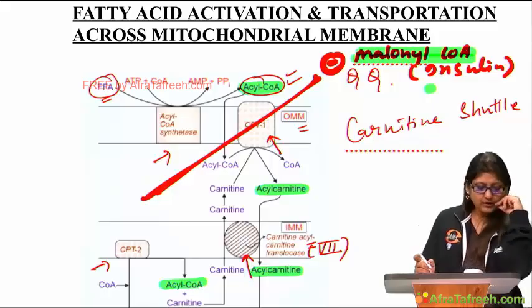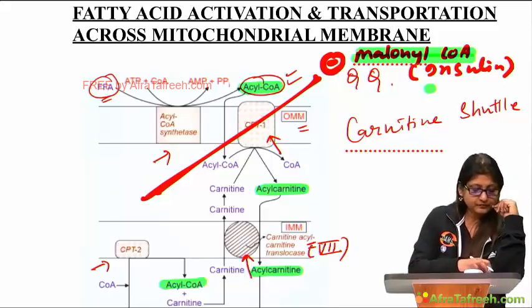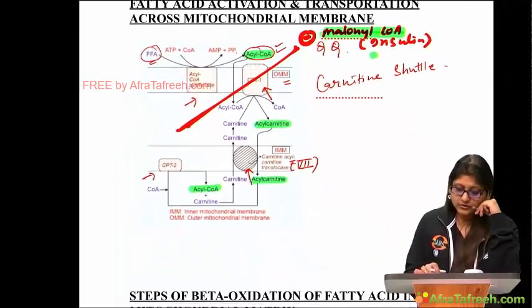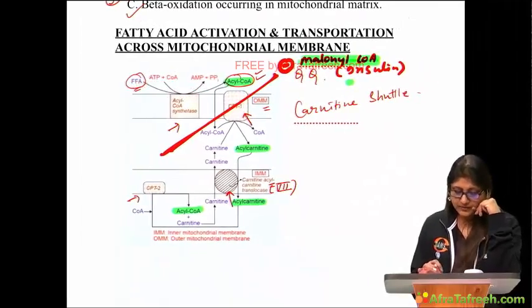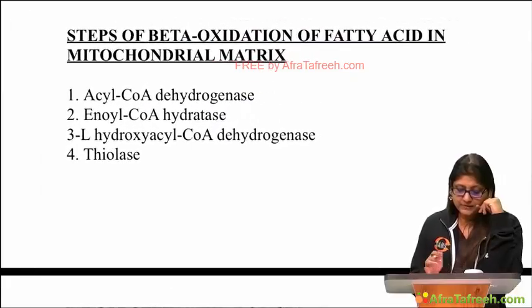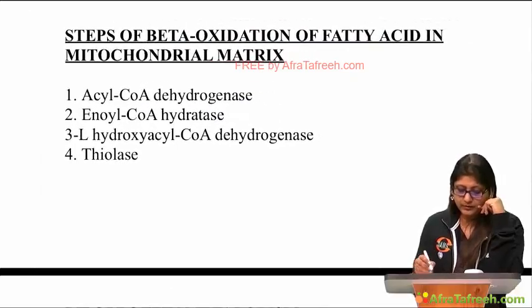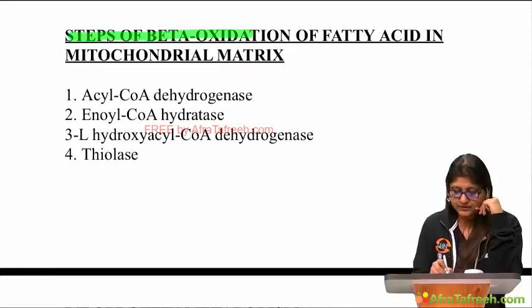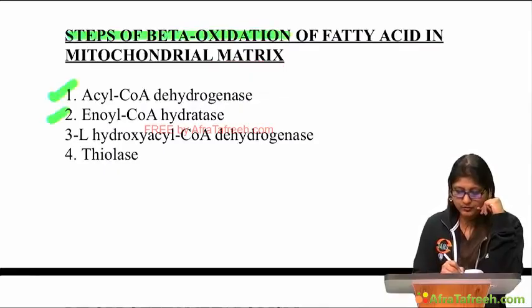Okay, malonyl-CoA. Very good. So this is fatty acid transportation across the mitochondrial membrane by carnitine shuttle. Now when we talk about steps of beta oxidation, again you require 4 reactions. Steps in beta oxidation, you require 1, 2, 3, 4 reactions.